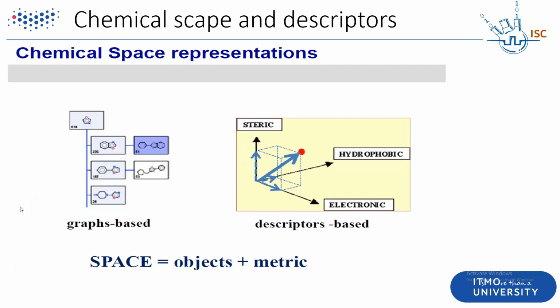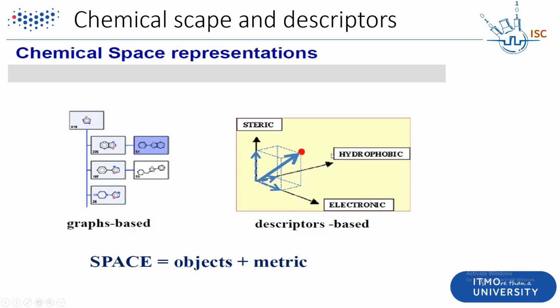The chemical space could be represented, as you can see here, graph-based and descriptor-based. The graph-based, when you draw the graph, you draw the atoms and bonds. Usually it's some kind of a picture representing the molecular formula. And you will analyze these pictures.